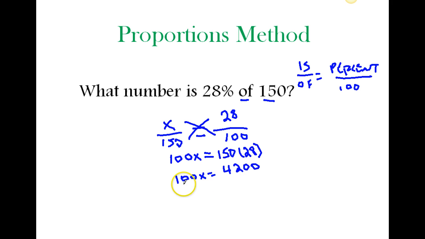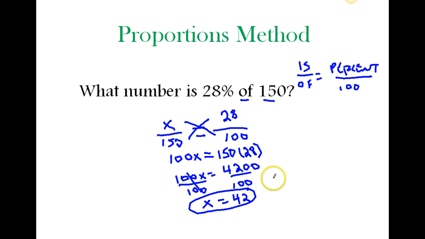All right, so now I'm going to divide both sides by 100 to solve for x. This is inverse operations. That cancels. 4,200 divided by 100 is 42. And x equals 42. So I set up a proportion. I use this is over of equals percent over 100. Solve my proportion with cross products or cross multiplication. And there's my answer.